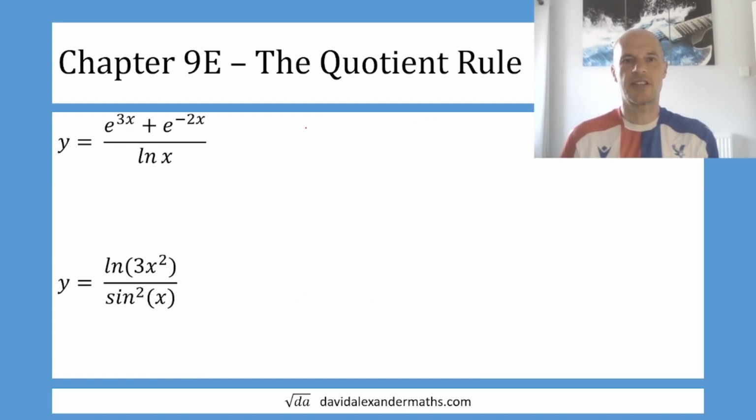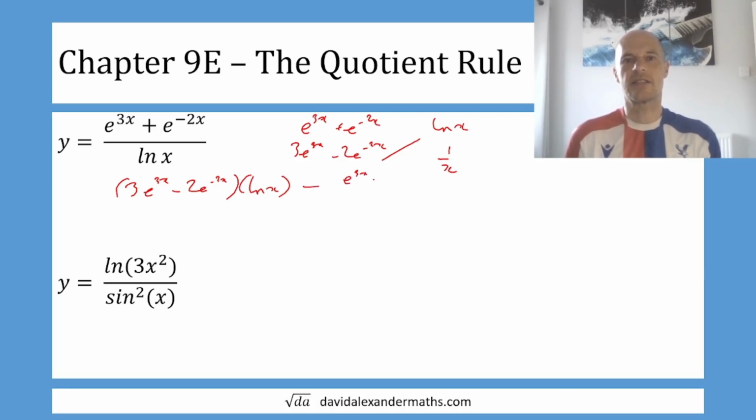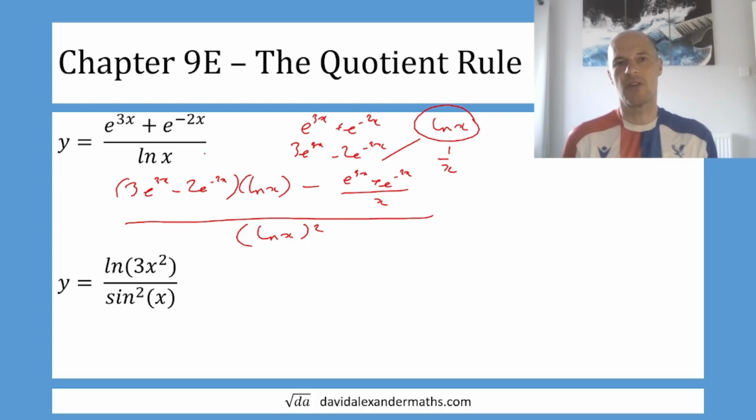Okay, and here are a few more pretty disgusting examples. So here we've got e to the 3x plus e to the minus 2x, and we've got ln x. So let's differentiate both. 1 over x, 3e to the 3x minus 2e to the negative 2x. So combining bottom left and top right was going to give me 3e to the 3x minus 2e to the minus 2x multiplied by ln x. Take away e to the 3x plus e to the minus 2x all over x, and that is all going to be divided by the top right squared, so it's another ln x all squared. Okay, so actually, although they look horrible, they're actually easier because there's not much simplifying that can be done.